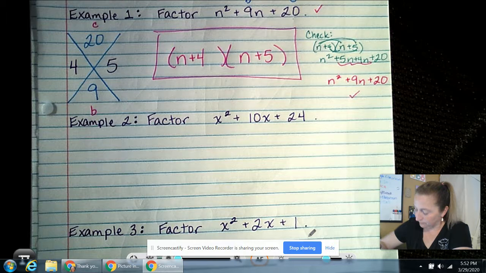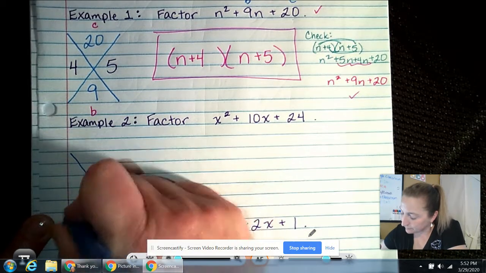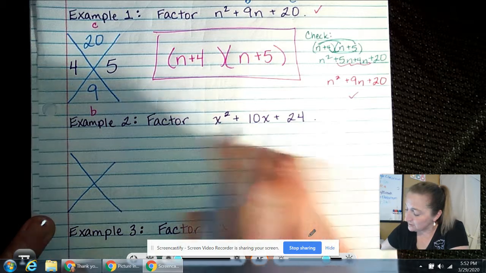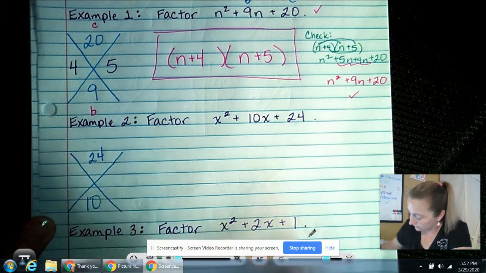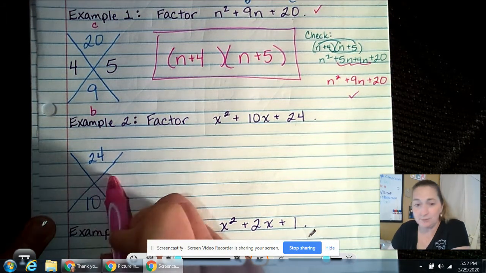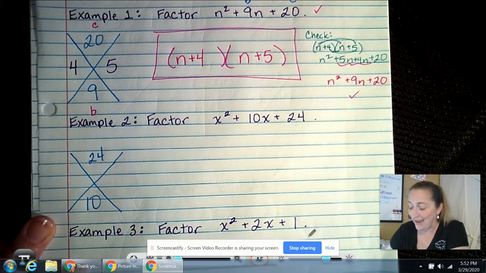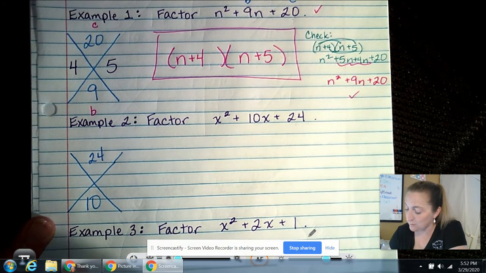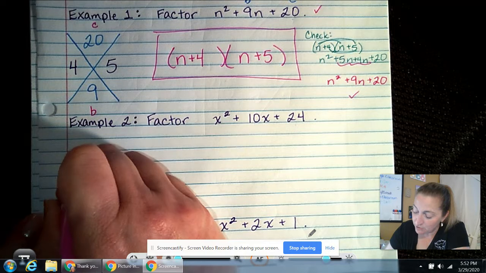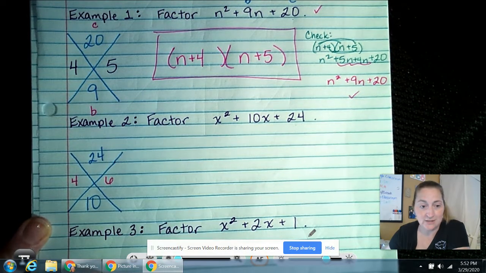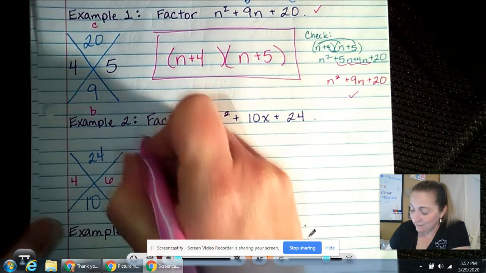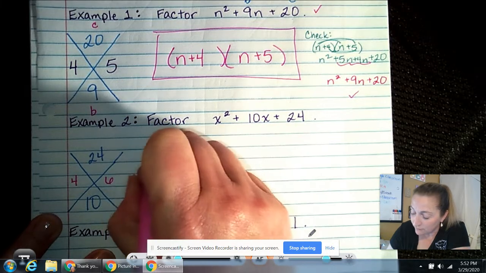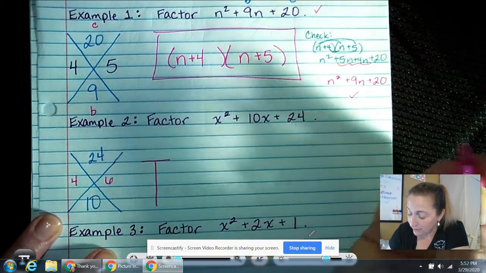Okay. So again, we're going to use a diamond. Our C goes in the top, and our B goes on the bottom. So we're looking for two numbers that multiply together to give us 24, but add up to give us 10. Okay. So my numbers are going to be 4 and 6, because 4 times 6 is 24, 4 plus 6 is 10. And again, if you're wondering where I get those numbers from, I know some of you just see them in your head right away, okay?